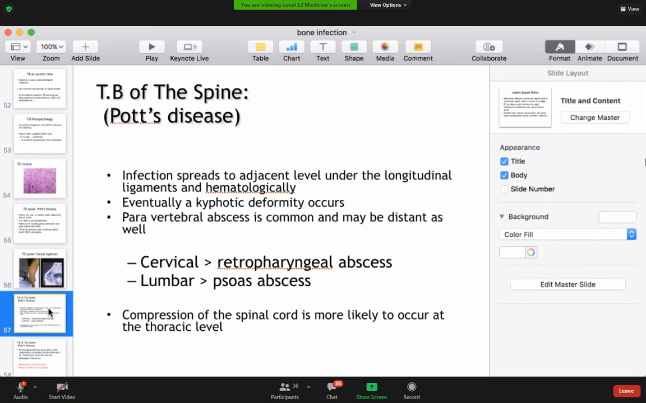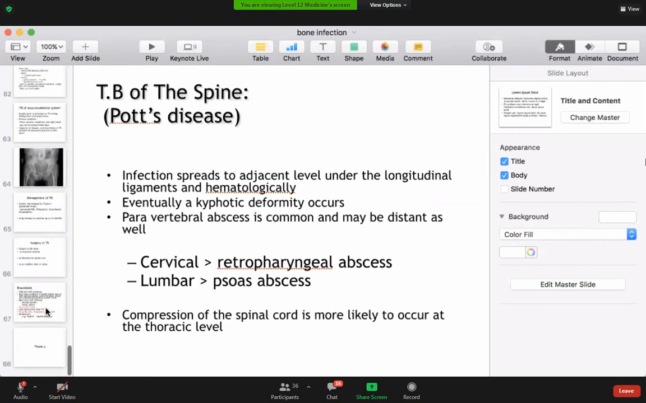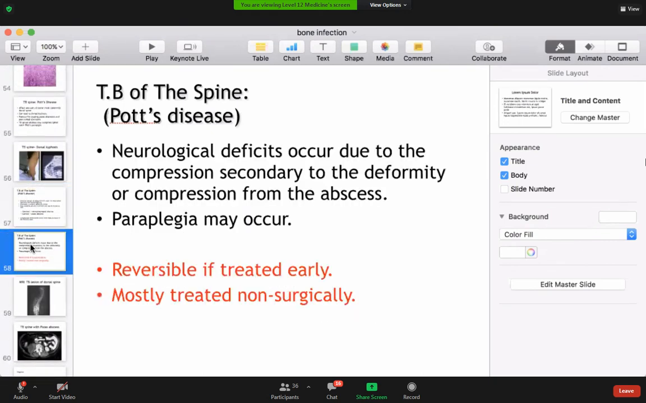So cervical involvement will cause retropharyngeal abscess, and lumbar involvement will cause psoas abscess. Compression of the spinal cord is more likely to happen at the thoracic level. In Pott's disease, neurological deficit occurs due to compression secondary to the deformity or compression from the abscess.